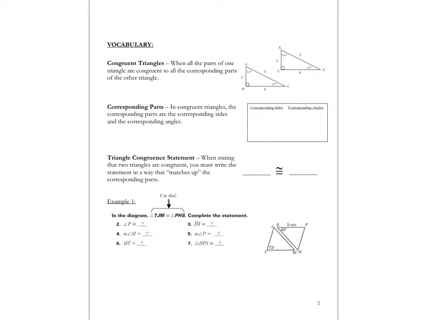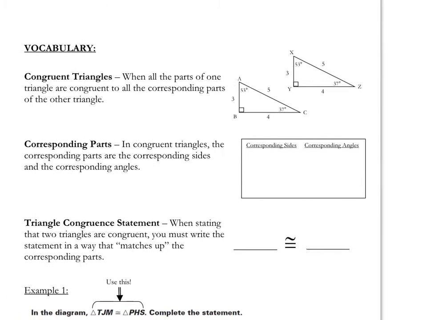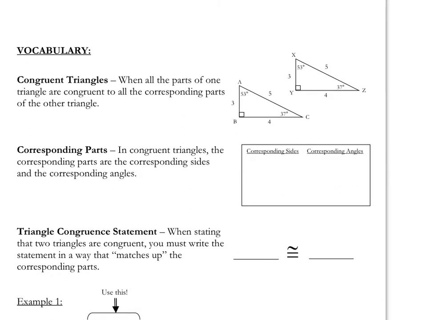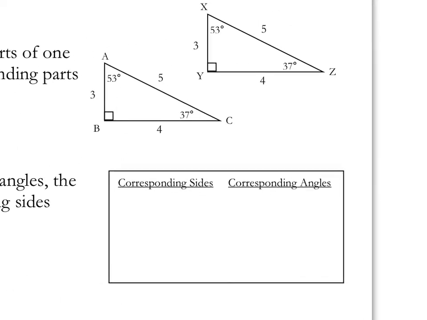So before we prove them congruent, we talk about what are triangles congruent. So when all the parts of one triangle are congruent to all the corresponding parts of another triangle. So if we see these two triangles here, you see that all sides and all angles are congruent. That's same size, same shape. That's congruent triangles. So corresponding parts. We have corresponding sides and angles.